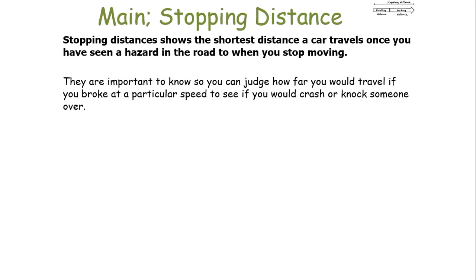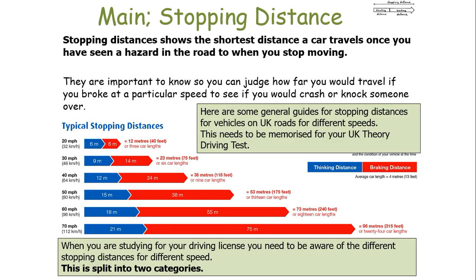Now, stopping distances show the shortest distance a car travels from once you've seen a hazard in the road to when you stop moving. Now, these are very important to know so you can judge how far you would travel if you braked at a particular speed, to see if you would actually crash your vehicle or knock someone or something over. So there are some general guides for stopping distances for vehicles on UK roads for different speeds, which need to be memorised for your UK theory driving test.